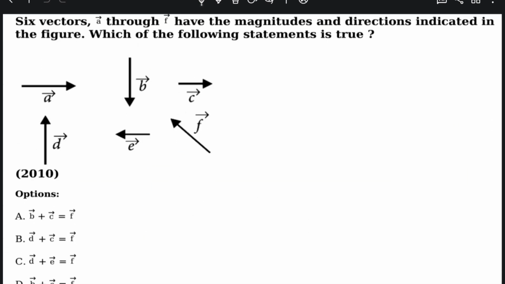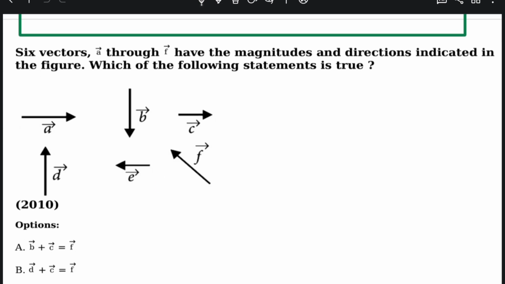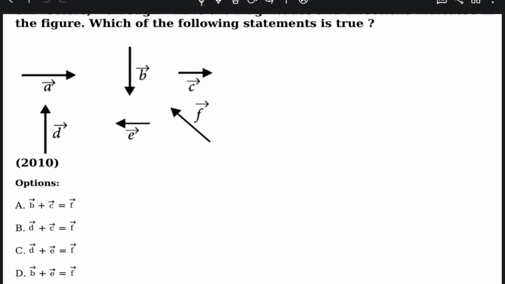Oh, that's also a good question. Six vectors A vector to F vector have magnitudes and directions indicated in the figure. Which of the following statements is true? Look, I see the first statement. This is B vector. You know this concept. A vector.